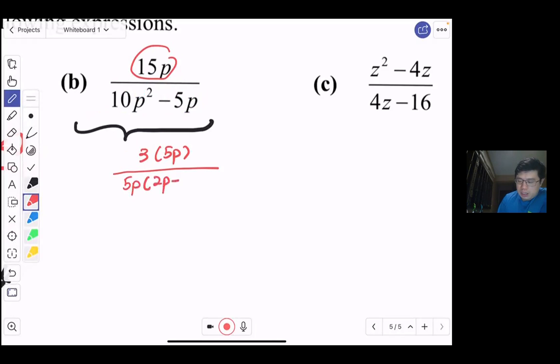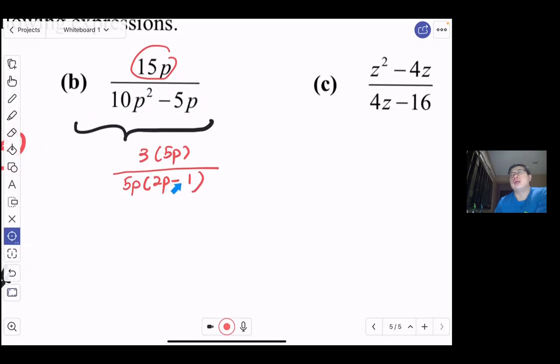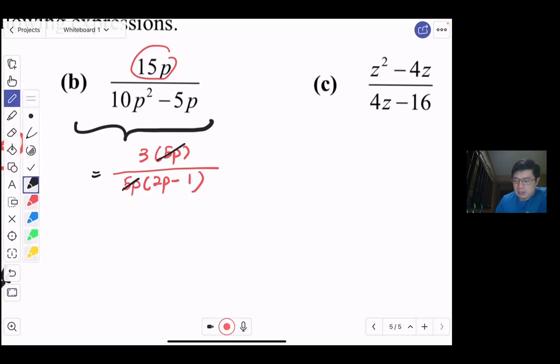This will give me 2p minus 1. Also remember, when I take out a 5p, I'm left with a 1. That's why at the start I put 5p out. There is a 5p in the top and the bottom, which I can potentially cancel. Because if I have a common factor, my fraction is not in the simplest form, my fraction is not the best answer. So I cancel off, and this is my answer. My answer is just 3 over 2p minus 1.